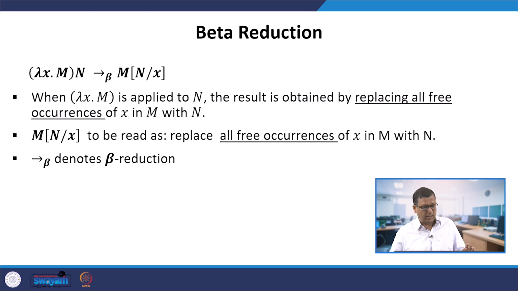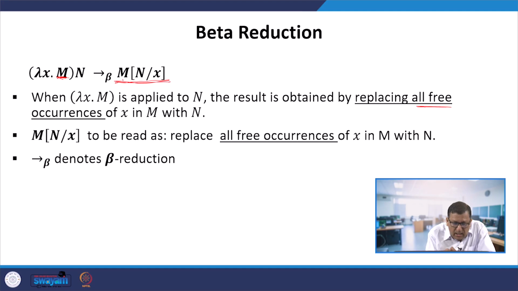So this is very important. In this m, we look for all free occurrences of x, and all free occurrences of x in m will be replaced with n. So the notation here is to be read as in the body of m. This square bracket says in the body of m, all free occurrences of x, this n slash x means all free occurrences of x in the body of m will be replaced with n. This is the idea of beta reduction.